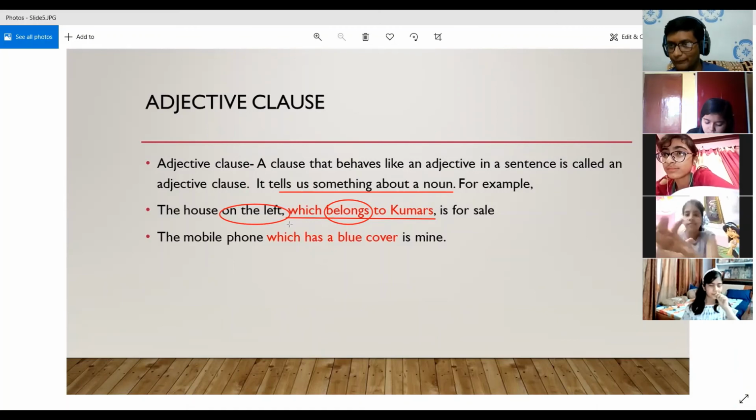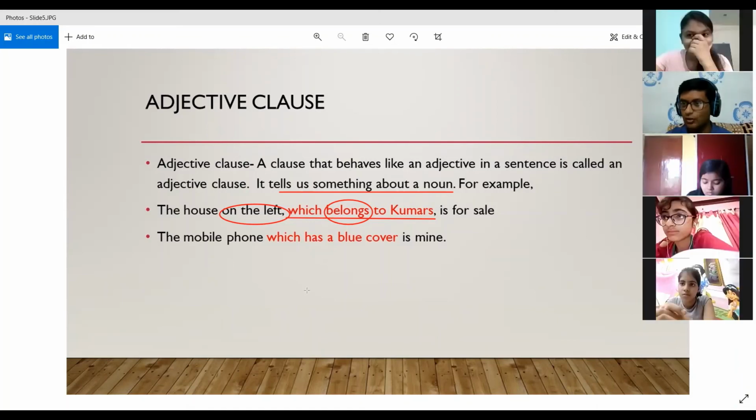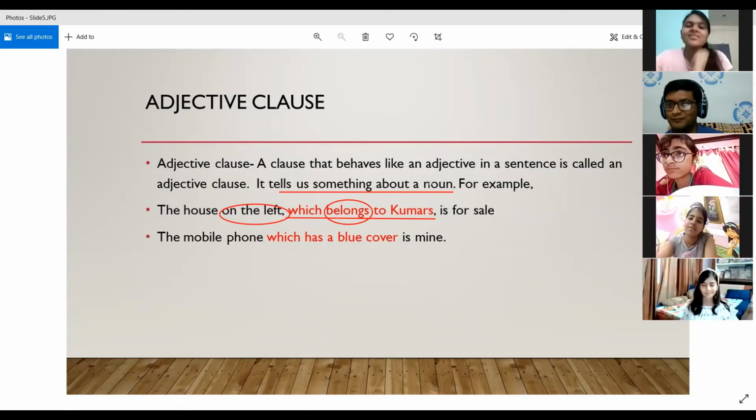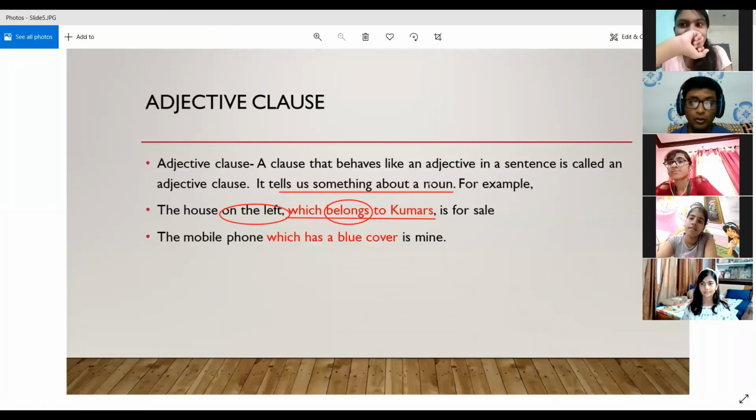Understood? Any doubt regarding the sentence or what I'm explaining? Yes, Angel. Yes, sir. Sir, I have a doubt. Go ahead. Sir, the house on the left is an adjective phrase, sir, not the entire part.